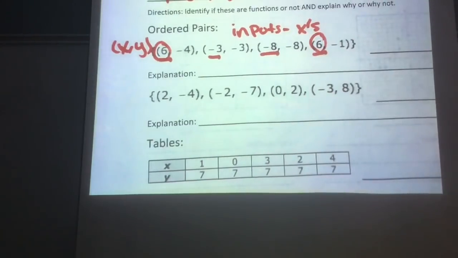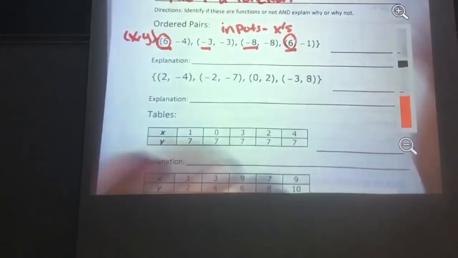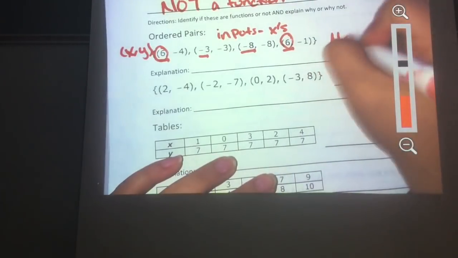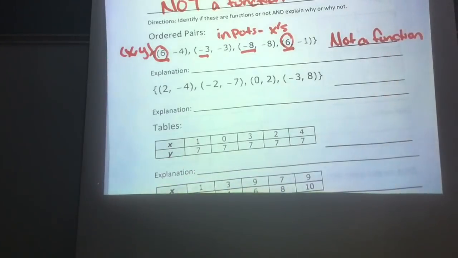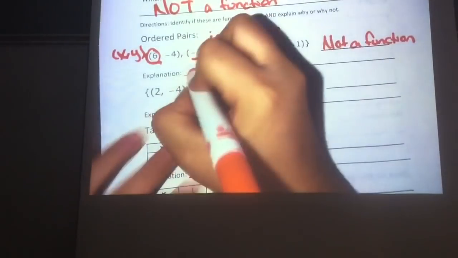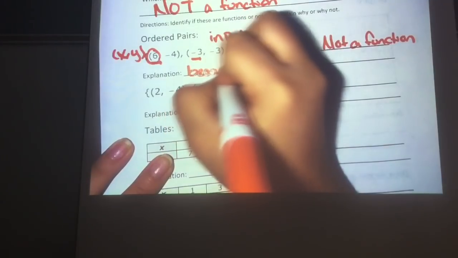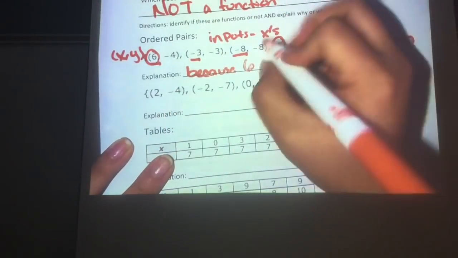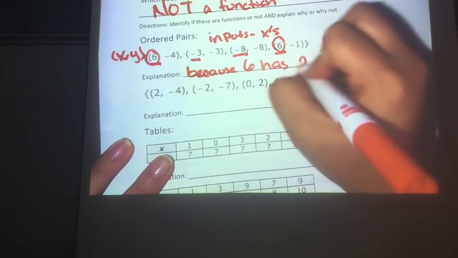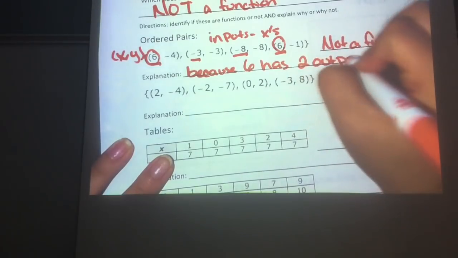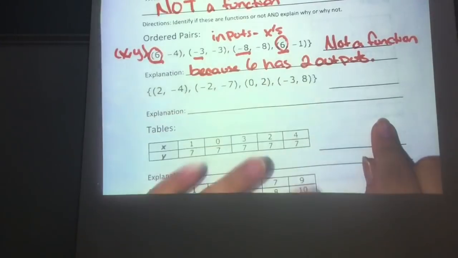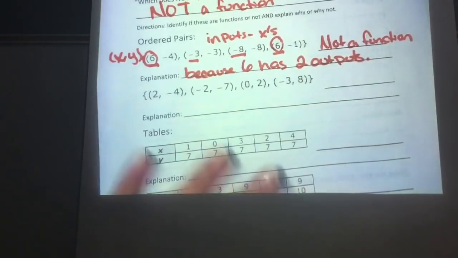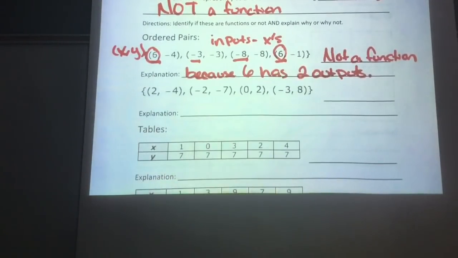So this would not be a function. Why? Because 6 has two outputs. So 6 gives me both -4 and -1. Since it gives me two outputs, it is not a function.